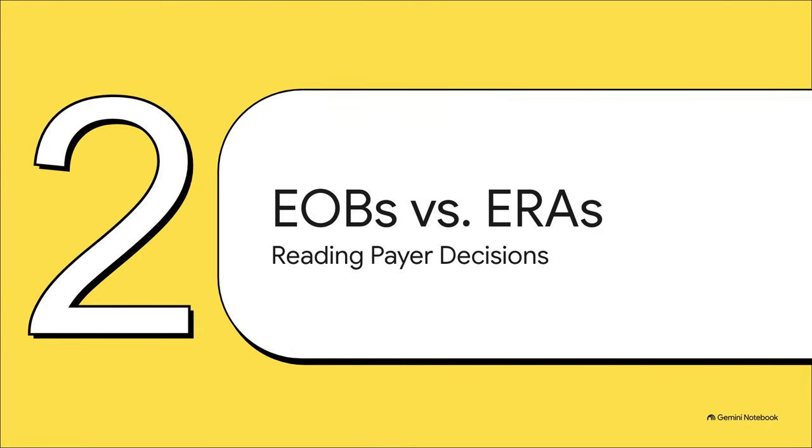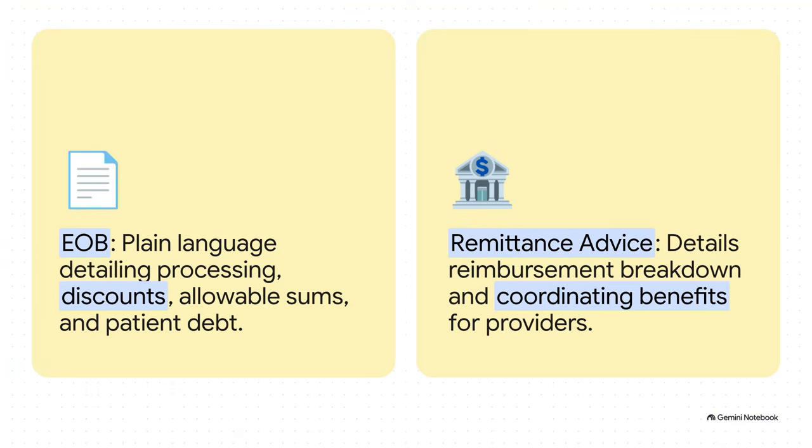Moving on to Section 2, deciphering EOBs versus ERAs, reading the payer's decision. Okay, you hear these acronyms thrown around all the time, and honestly, they're often used interchangeably when they absolutely shouldn't be. An explanation of benefits, or EOB, is for the patient. It's written in plain language so they can understand what was billed, the network discounts, and what they actually owe. The electronic remittance advice, the ERA, that one is for you, the provider. It's the heavy-duty back-end data that your billing software needs to actually process the payment and handle all that complex coordination of benefits.